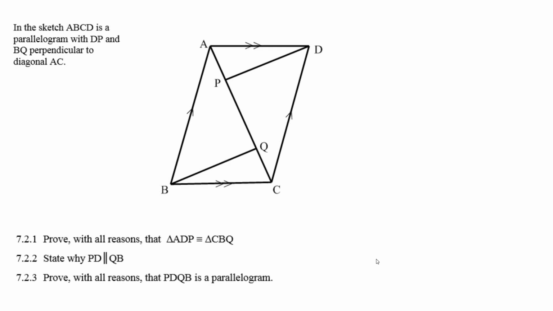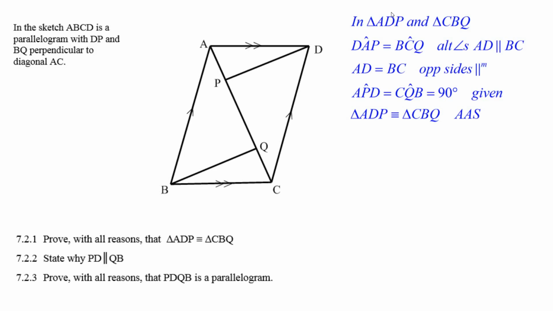Well, how are we going to prove congruencies? We've got lots of different ways, but we can do it this way. In these two triangles, DAP and BCQ, that angle up in the corner there and that angle down there, BCQ, they must be equal. It's alternate angles because AD is parallel to BC. It's a parallelogram, so we know that AD equals BC because they are opposite sides of a parallelogram.